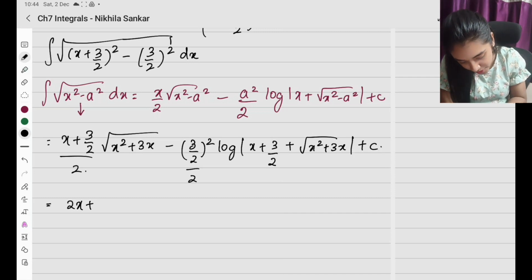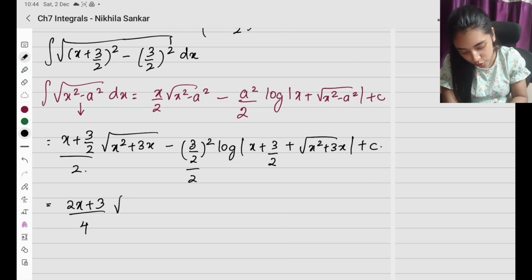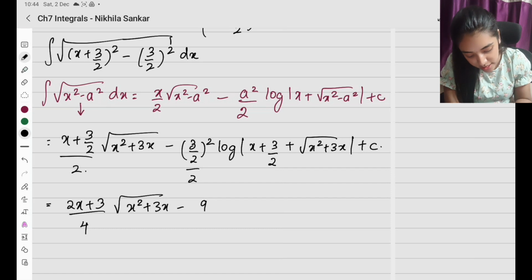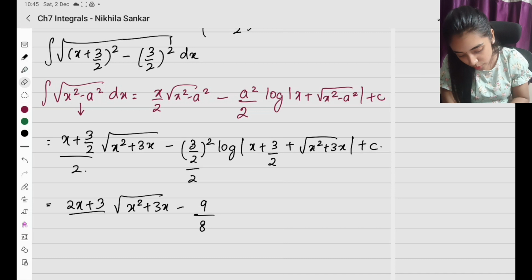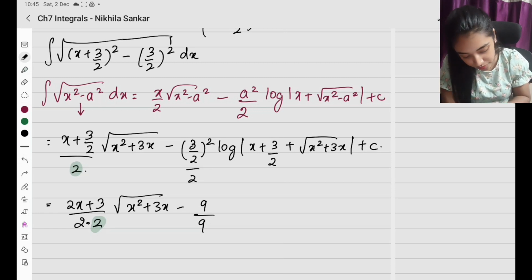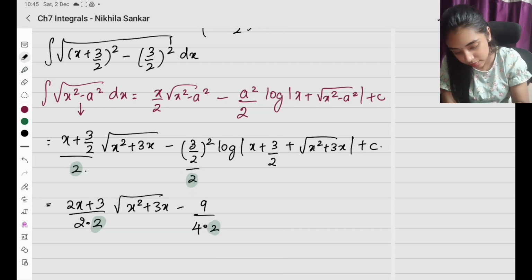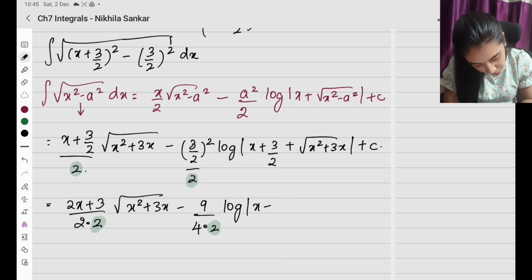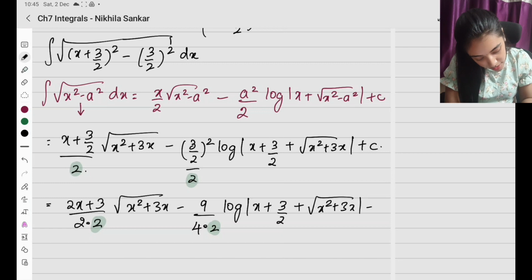So taking the LCM, 2x plus 3 divided by 2 into 2, 4, square root of x square plus 3x minus 3 by 2 whole square is 9 by 4, 4 into 2 is 8. Understood? I'll write one more step for you. So I have the LCM to be 2 and this is this 2. Okay, like the previous question. So here, 9 by 4 times 2, it is this 2. Okay? Log mod x plus 3 by 2 plus square root of x square plus 3x, plus c.